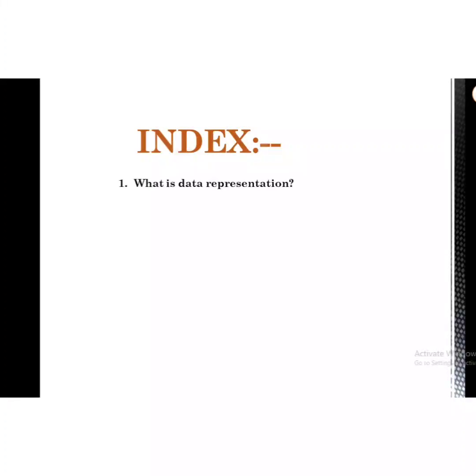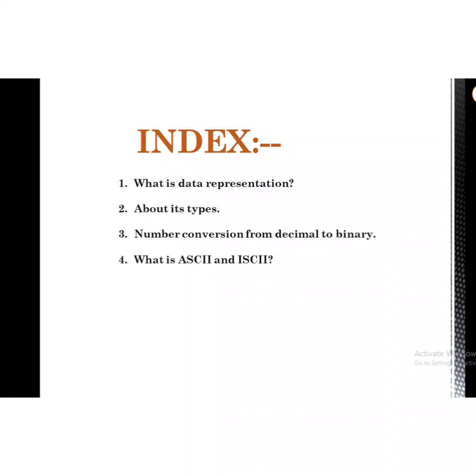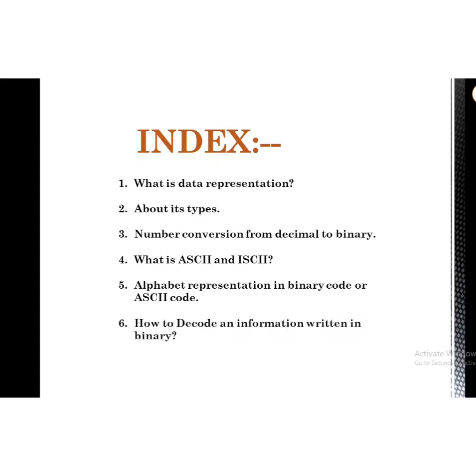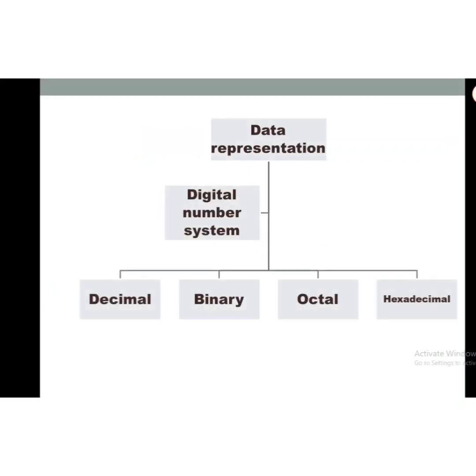Number one is what is data representation and its types, number conversion from decimal to binary, what is ASCII and ISCII, alphabet representation in binary code or ASCII code, how to decode information written in binary, and what is Unicode. Oh, we have very interesting topics. Let's see the data representation chart. I have given this basically for your visualization of how we can categorize our information into various different parts.